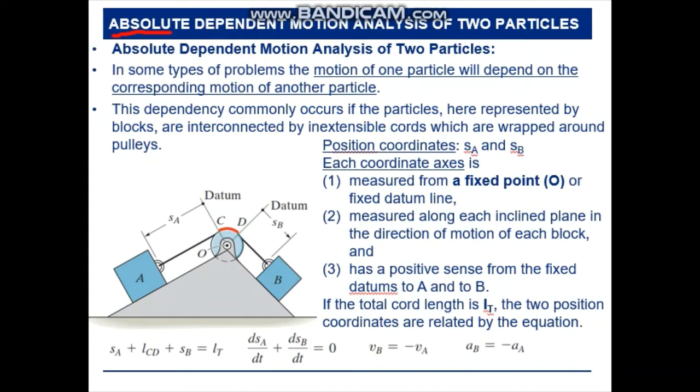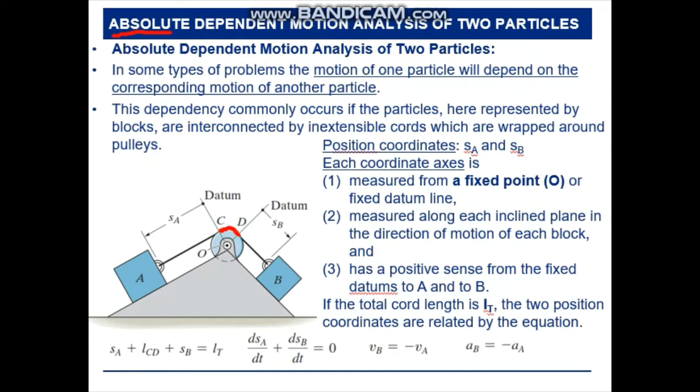Position coordinates sA and sB are the positions of block A and block B when they change. Each coordinate axis is measured from a fixed point O or a fixed datum line. For the datum, we can say that from C to D is not going to change, it is going to be fixed, so you can take it out. So this is our datum and this is our datum. Each is measured along each inclined plane in the direction of motion of each block, and has a positive sense from the fixed datums to A and to B.